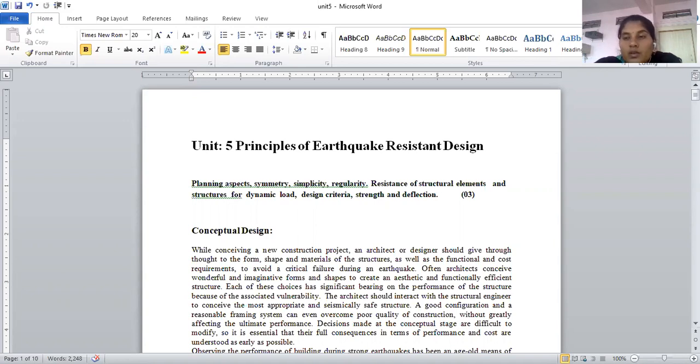And at that time, considering the planning aspects of simplicity, symmetry, and ductility of the building, then and only then can we achieve an earthquake resistant building. And for that purpose only, the conceptual design parameters are decided about the planning aspect, for achieving an earthquake resistant building, along with the load path condition and the continuous load path.